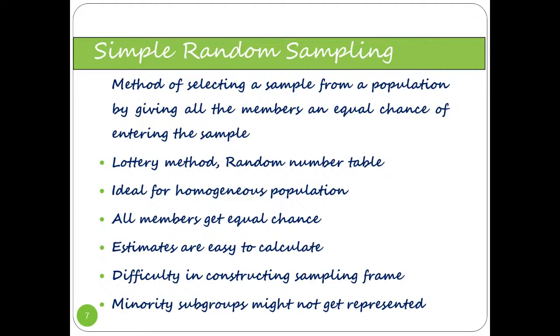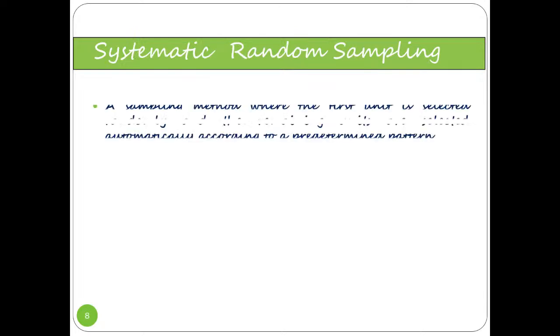Difficult in constructing a sampling frame. To read this and understand random sampling is very easy because it's a very simple technique. But when we do it practically, it is difficult for us to construct a sampling frame with a heterogeneous population where all the people have equal representation coming into the study, then following them up and calculating sample size, everything is a difficult process.